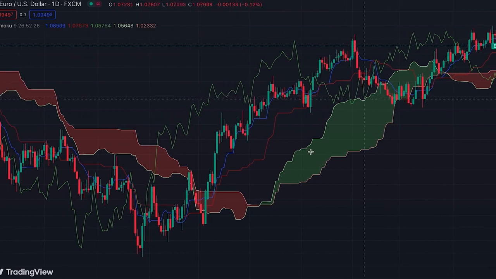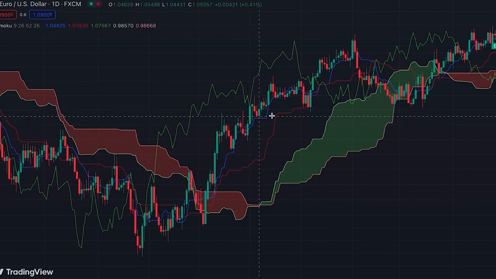If you remember, the leading span A moves faster and closer to the price action compared to the leading span B, this red line. So when leading span A, the green line, is above the leading span B, actually the cloud is green and the green line is rising and moving further away from the red line. It shows that the upside momentum is increasing and the uptrend is gaining strength.